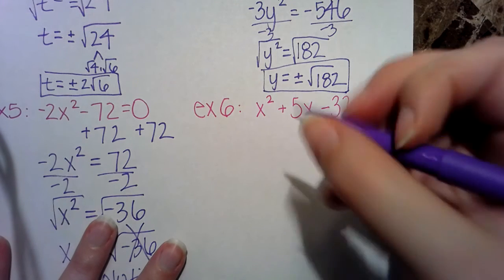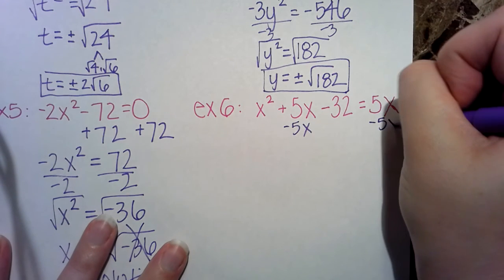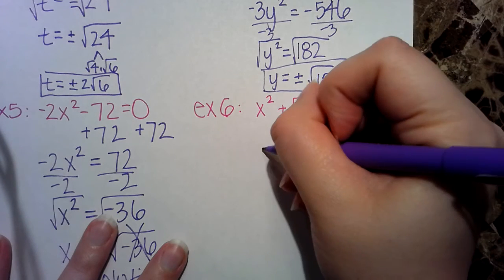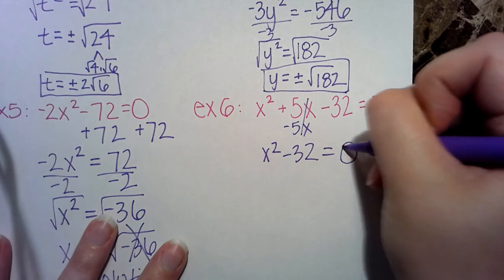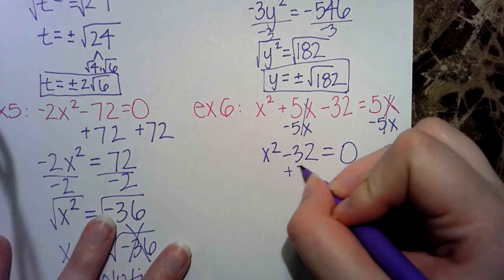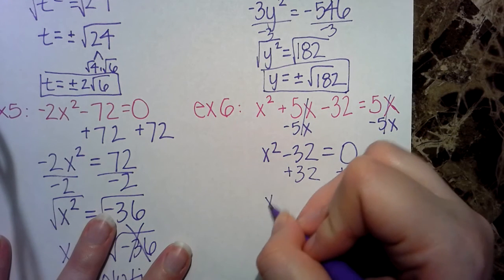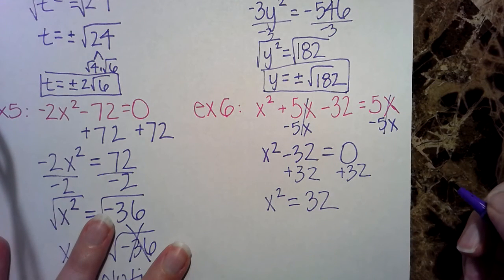So first, let's move the 5x. If I subtract 5x to get it to the other side, look what happens. This cancels and so does this. So I'm left with x squared minus 32 equals 0. Now I'm going to do the same thing where I add 32 on each side, and I'm left with x squared equals a positive 32.